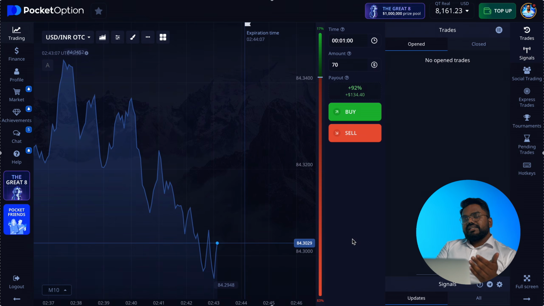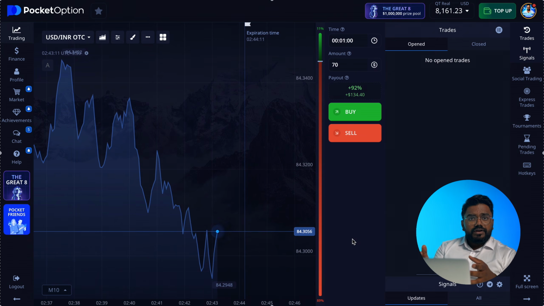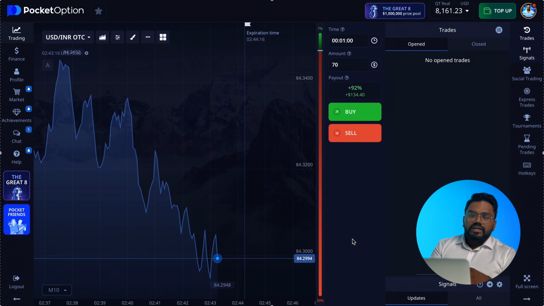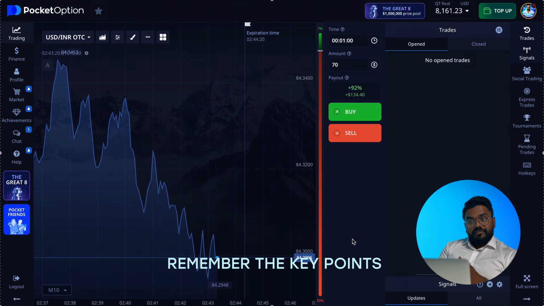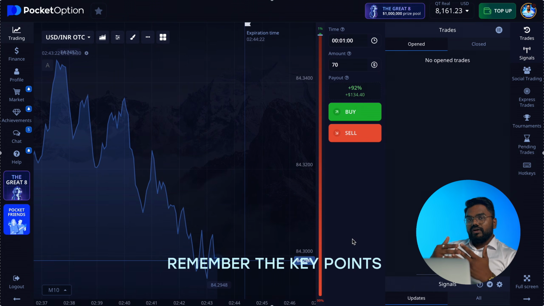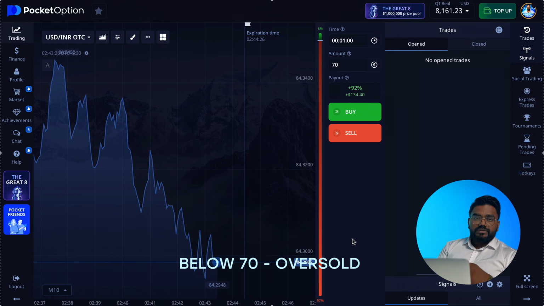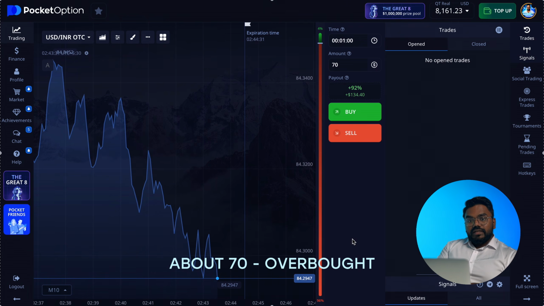Basic strategies like RSI are for beginners. If you're new to the strategy and Pocket Option for trading, don't worry. Remember the key points: the range is 30 to 70. Below 30, oversold. Above 70, overbought. So let's go with this.